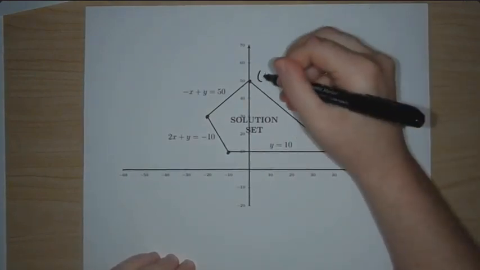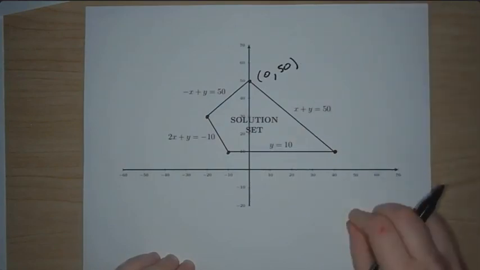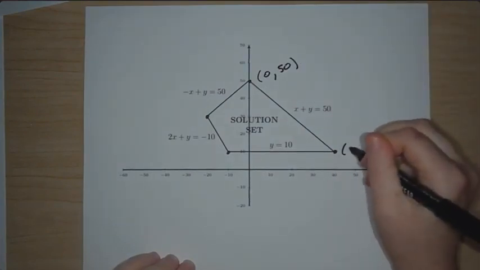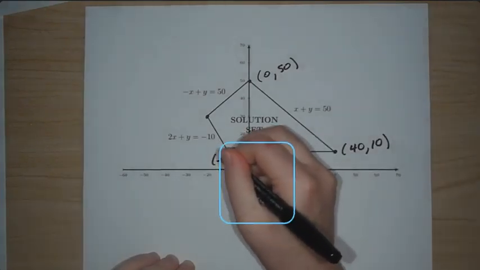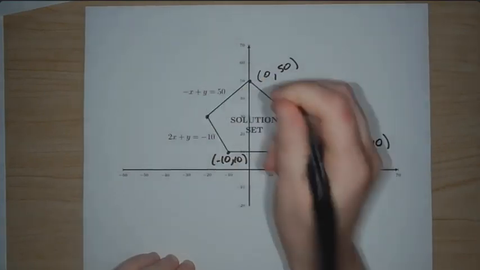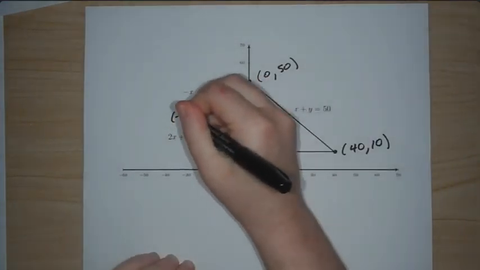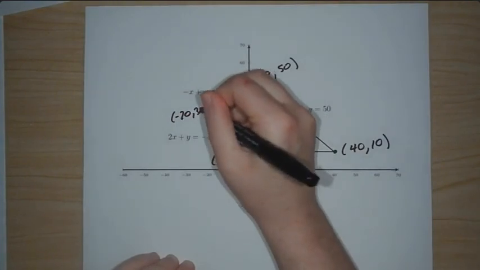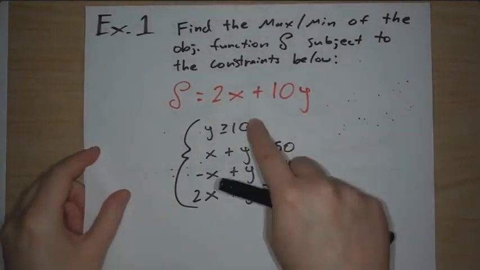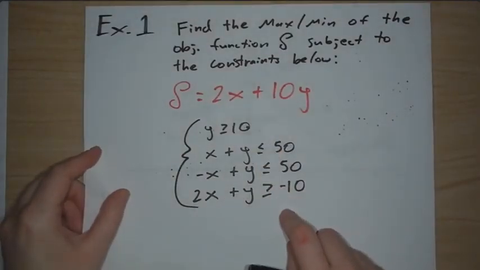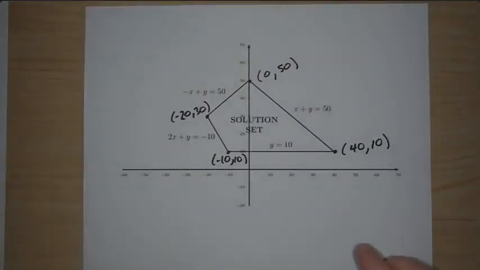So this one is (0, 50) on the graph. This point is (40, 10). This point is (negative 10, 10). And this point is (negative 20, 30). So we have all these intersection points. If you didn't want to graph it, you could also solve these points by finding out where all of these intersect by using substitution or elimination. I'm just skipping that step, but you could do that.